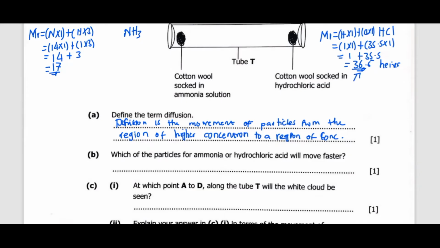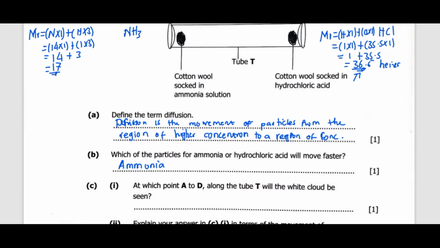So if this is the picture, we are expecting the gas that is lighter to move at a faster speed. So our answer here is ammonia. Ammonia will move faster than hydrochloric acid. So this is the approach that you should always use whenever you are trying to identify the gas that is moving faster than the other one. You calculate the masses, then you compare. The one with the smaller number will move faster than the other one.